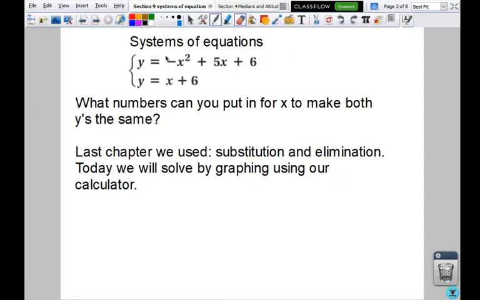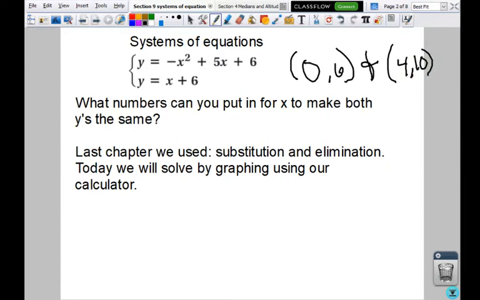This time around, because we are looking at quadratics, we're going to write two ordered pairs. My first solution was 0, 6, and my second was 4, 10. So what this means is, if I plugged in 0 for x in the top one and in the bottom one, I would get the same y, which is 6. Or if I plugged in 4 for my x's in the top one and in the bottom one, I would get the same y, which is 10. Those are my two solutions.